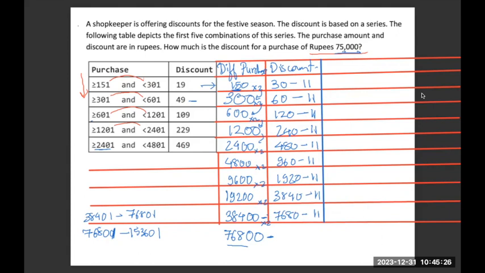So the discount which I am looking for is 7680 minus 11, which will be 7669, which is the answer that I'm looking at. Any doubts, any questions in this? It's just an exercise. You don't have to look at what kind of series it is coming out.